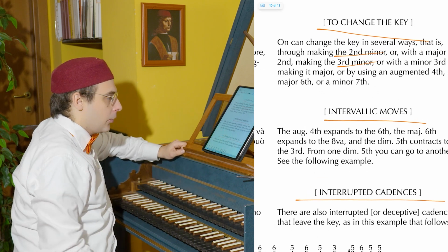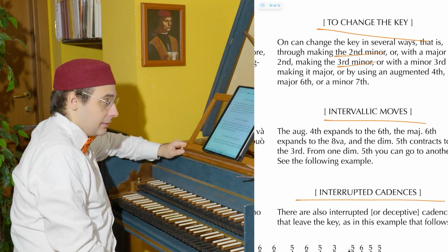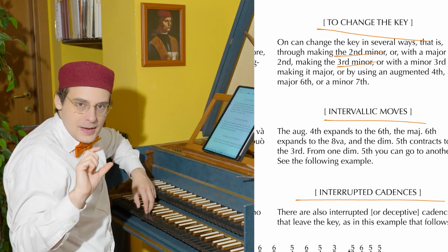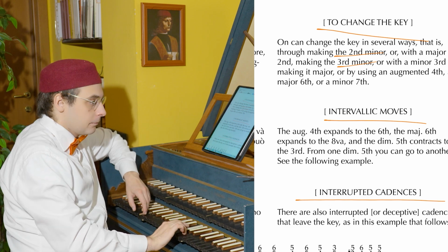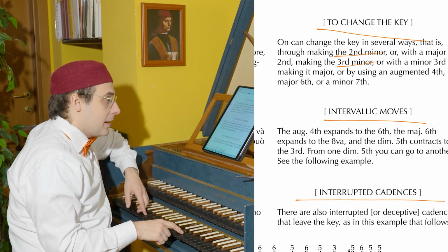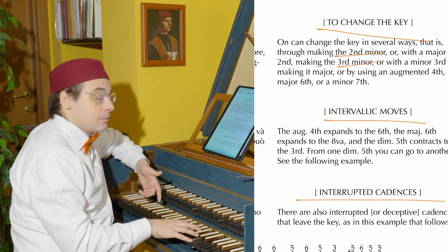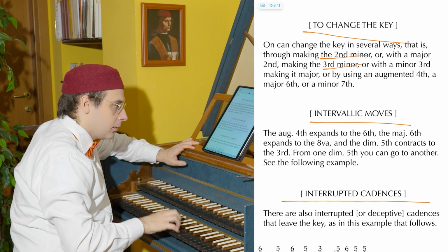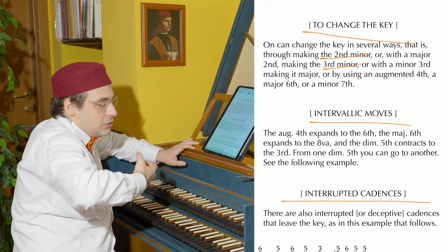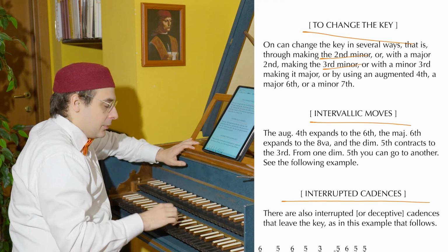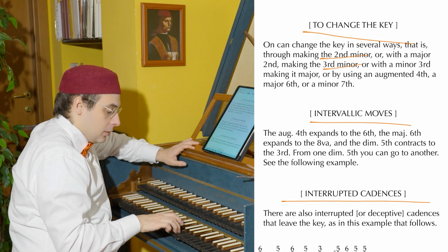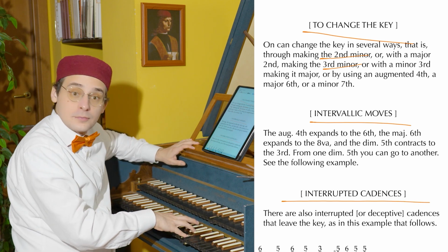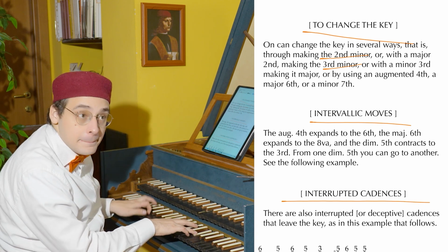The augmented fourth expands to the sixth, augmented fourth, sixth, as you practice in the tied bass with the augmented fourth. The major sixth expands to the octave, as you can see, and the diminished fifth contracts to the third. From one diminished fifth, you can go to another one. For example, then we have, imagine this. Very common in Bach's music.